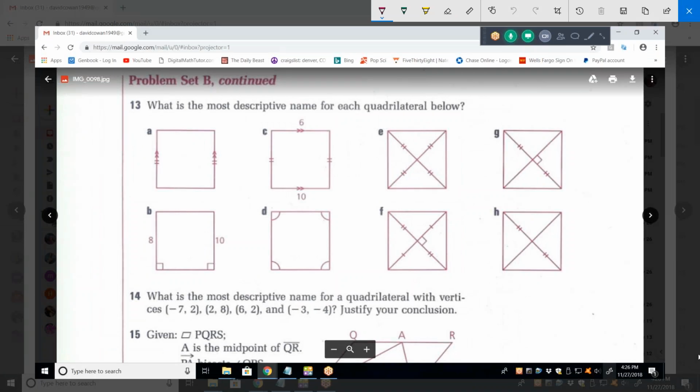All right. 13A. The only thing I'm presuming that you can assume is what is on these diagrams. Yes. You can't presume by looking at it. So the only thing we know here is we have two sides that are parallel and opposite equal. They're parallel and equal. So that'd be a parallelogram.